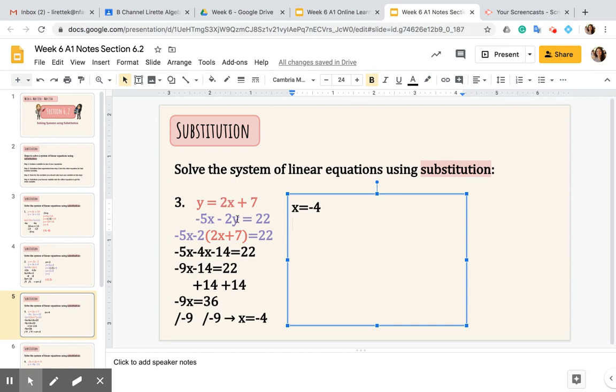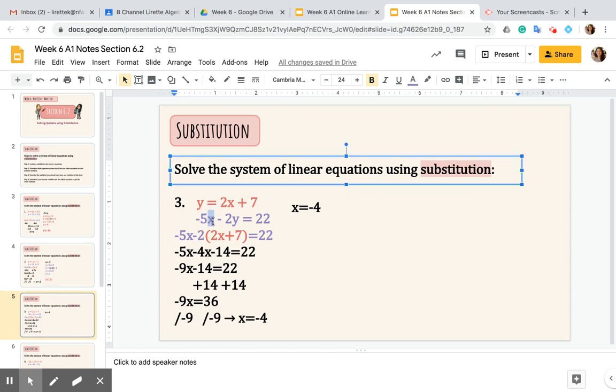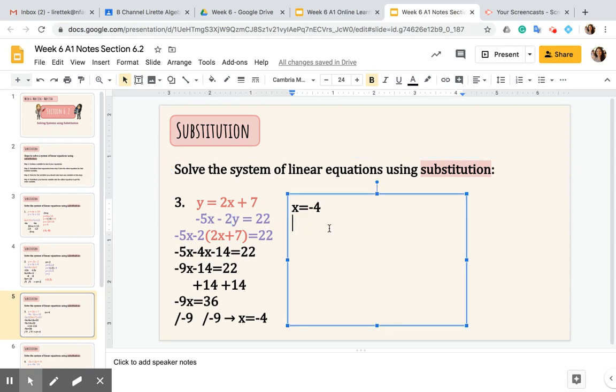If I use this bottom equation, I'm going to have to get rid of this term by doing an inverse operation over here, and then get rid of this number by dividing everything by -2. It's going to be a little bit harder to solve, okay?